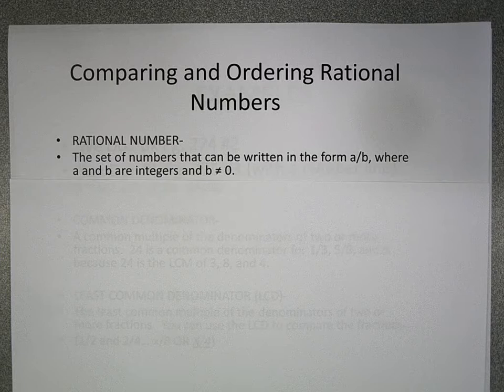It says the set of numbers that can be written in the form a over b, where a and b are integers and b does not equal 0. That's what your book says rational numbers are.